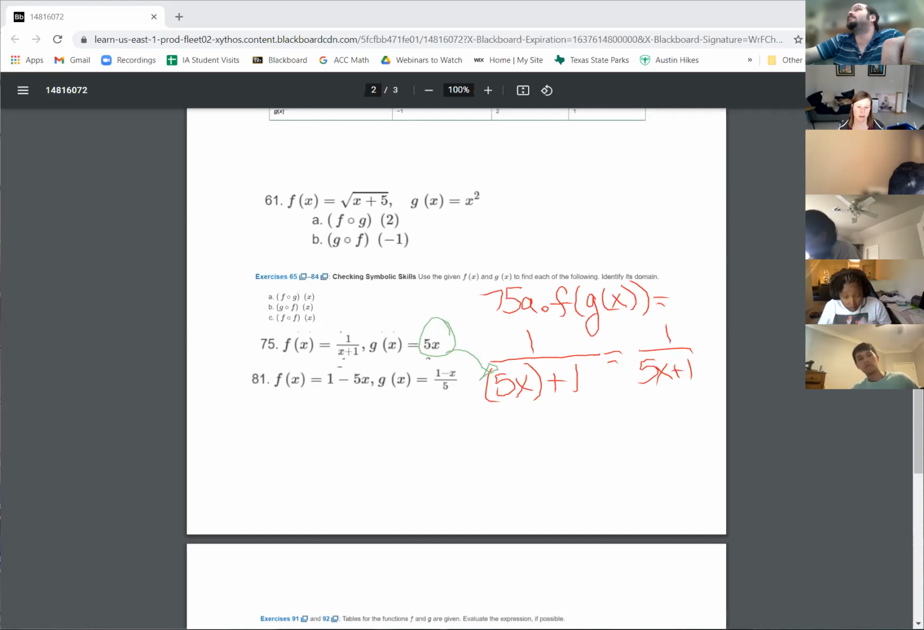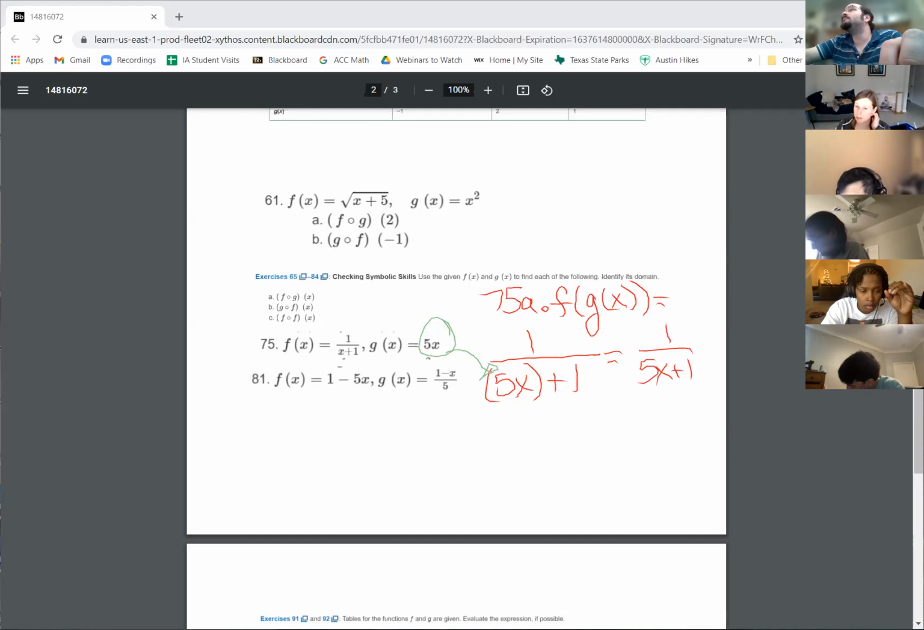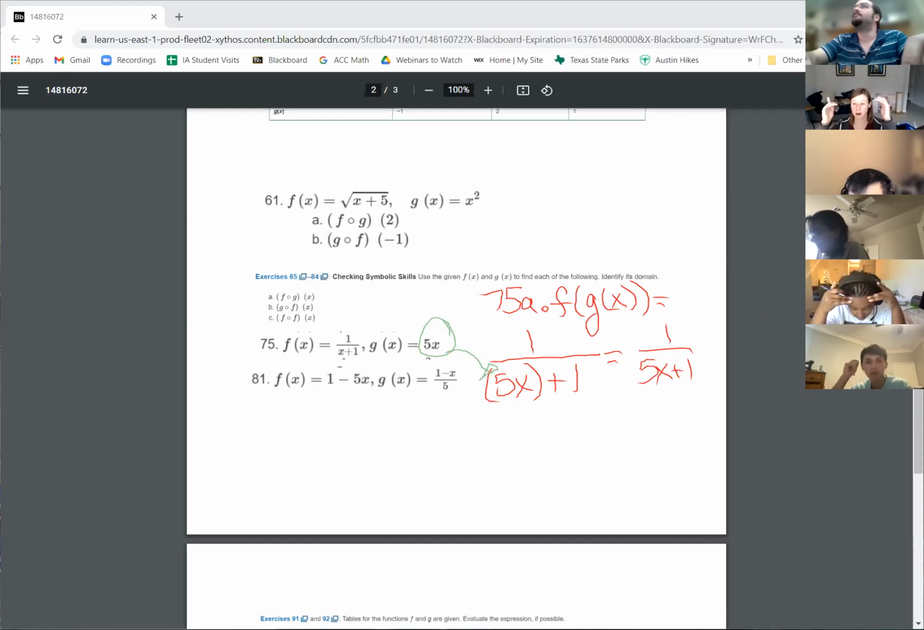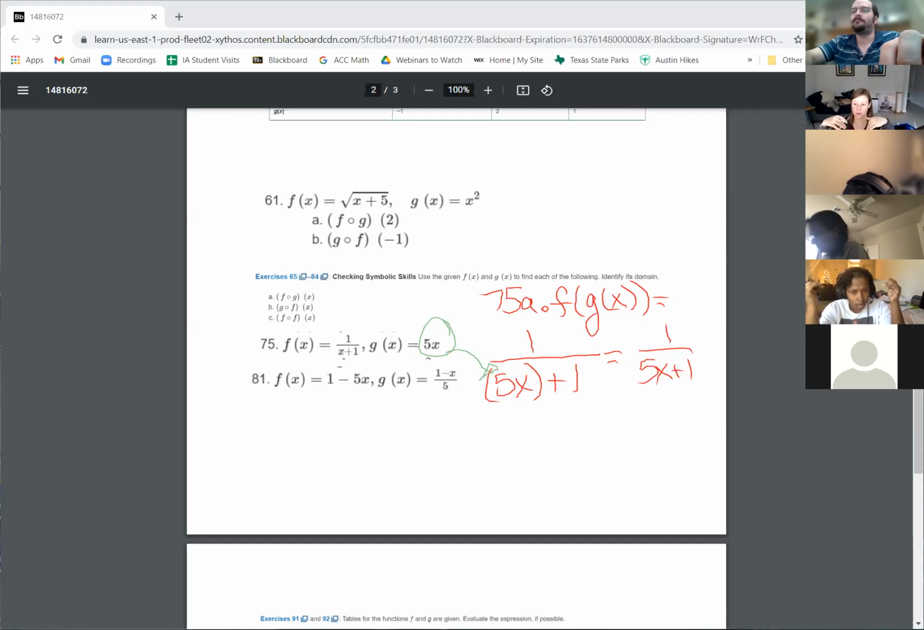All right, domain for this problem. Tell me what my restriction is. What can X not be for this problem? No, it's not -1. We distribute with it's -5. What can X not be? 0 or greater? We don't have a square root, so we're not going to do 0 or greater. We have a fraction. So what can we not divide by? Is it 1/5? It'll be -1/5, right? Yeah. We can't divide by 0.